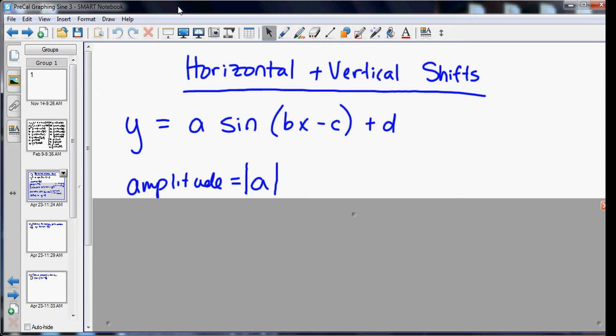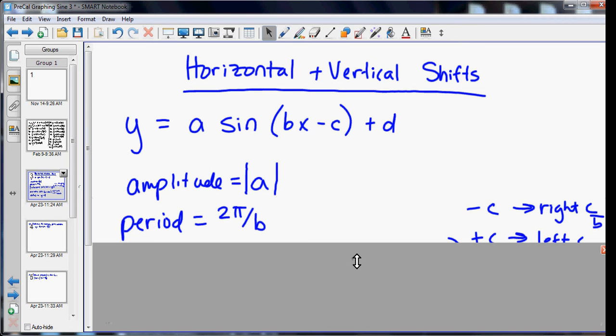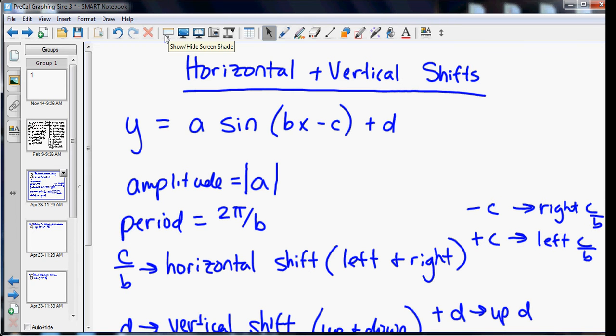So just a reminder for the first one, amplitude is always the absolute value of A. The period is found by doing 2 pi over B. But then there's the new ones.